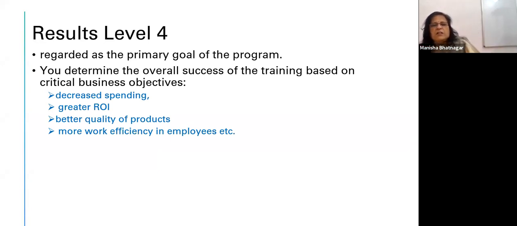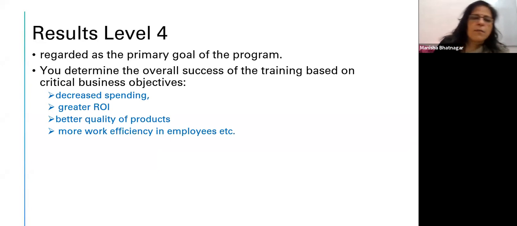They invested in the training, and how much enhancement in job has happened, that people are performing very well now, and the organization is getting more profits. Better quality of products is another indicator. More work efficiency in employees can be another indicator, or a business objective also.